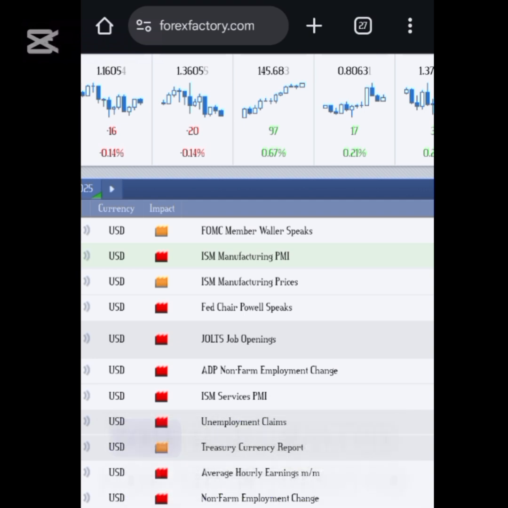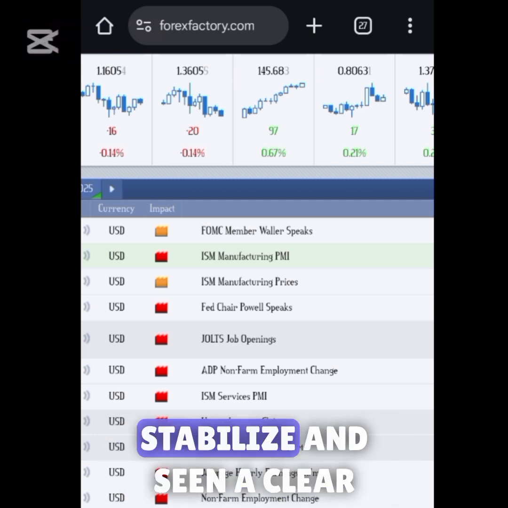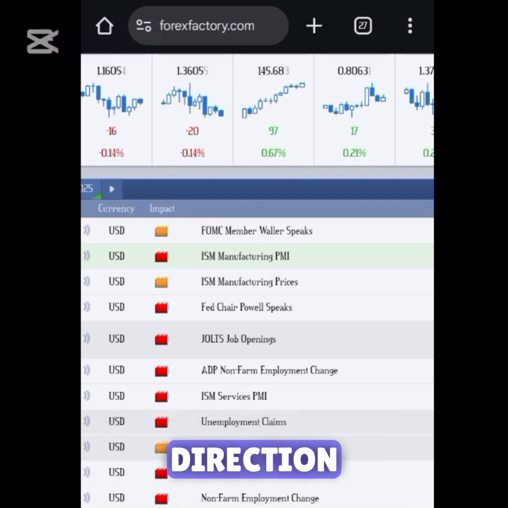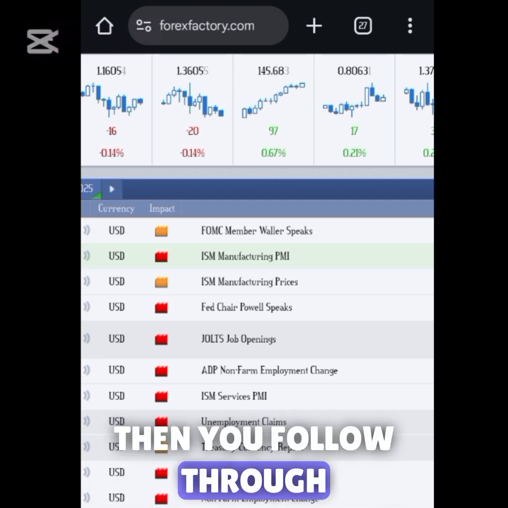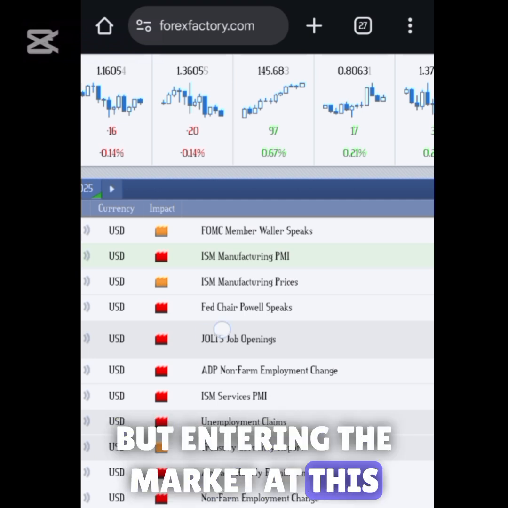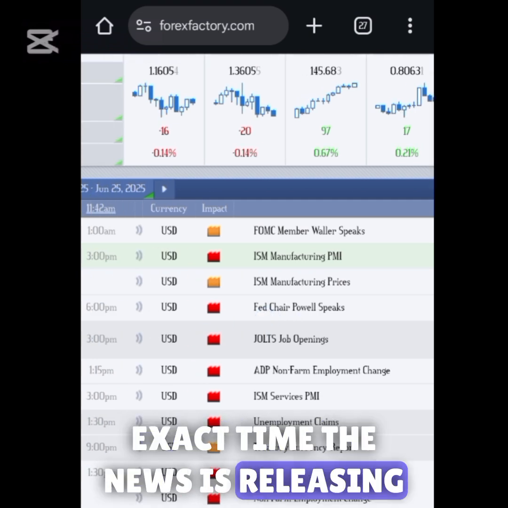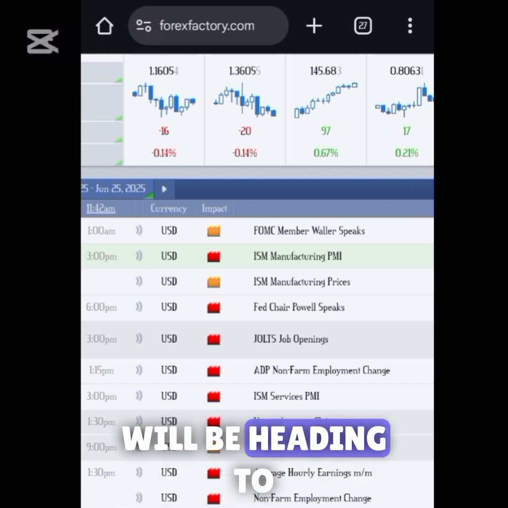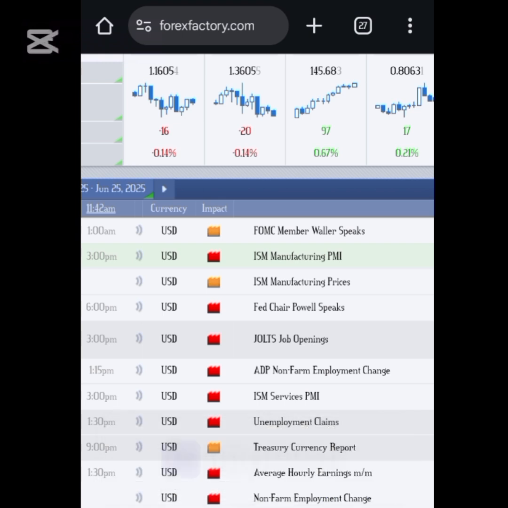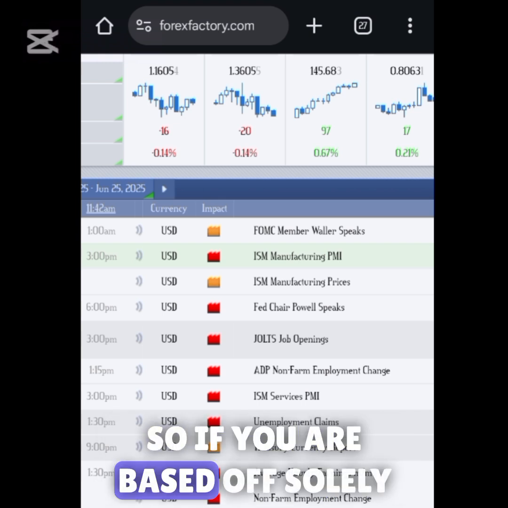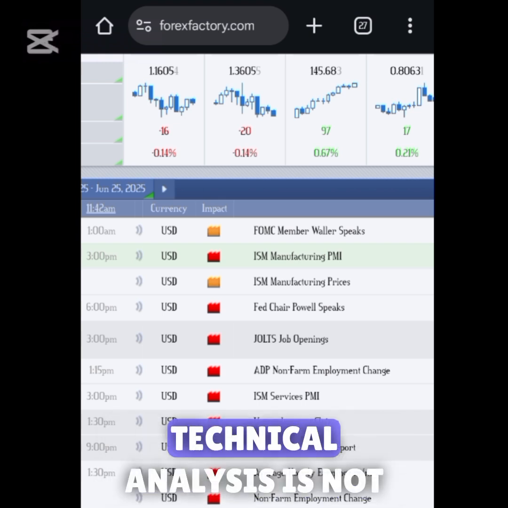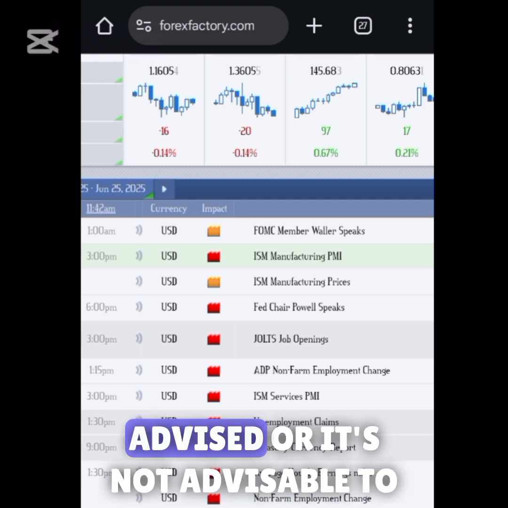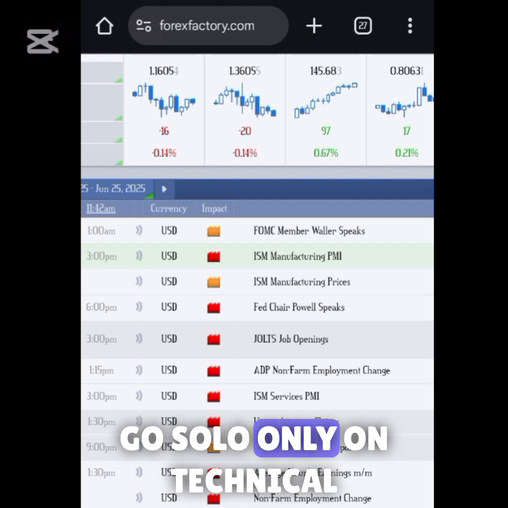By doing so, you have waited for the market to stabilize and seen a clear direction, then you follow through. But entering the market at the exact time the news is releasing, or before the news drops, you won't know where the market will be heading, depending on the type of news that is dropped. So if you are basing solely on technical analysis, it is not advisable to go solo on only technical analysis.